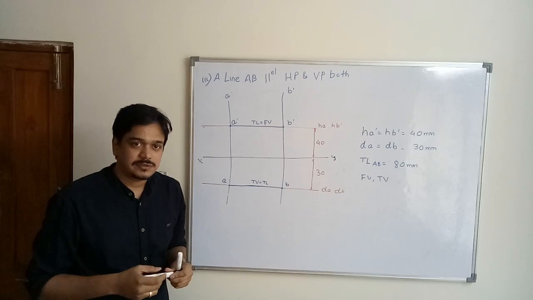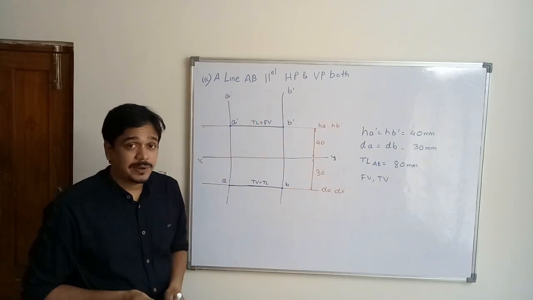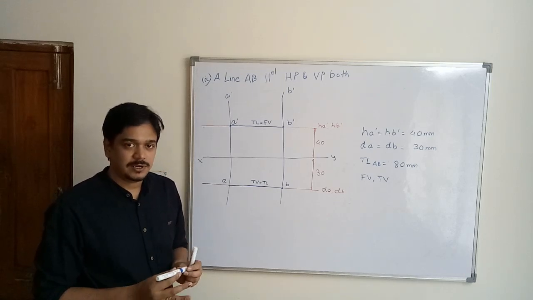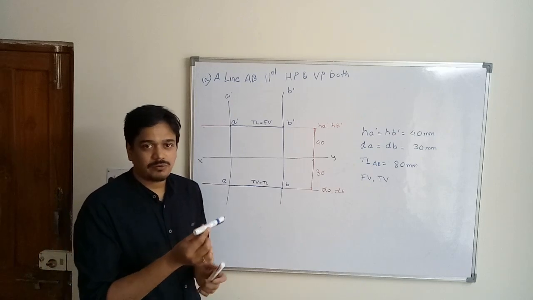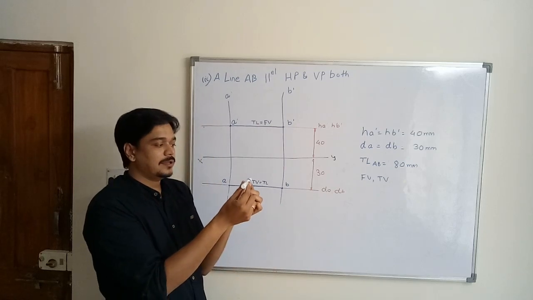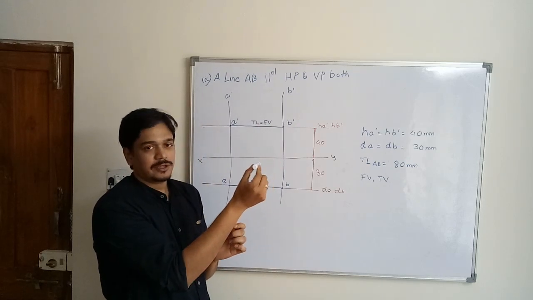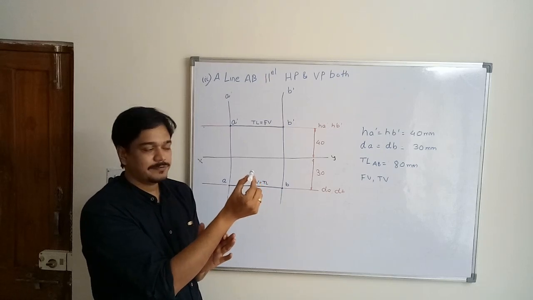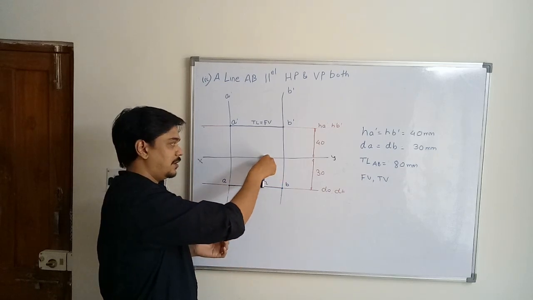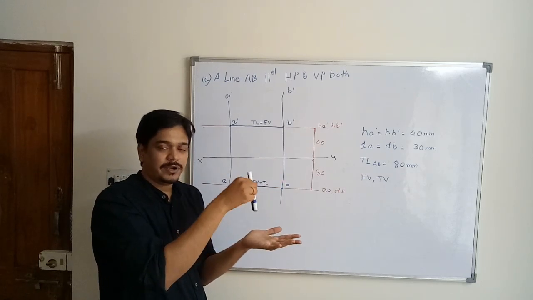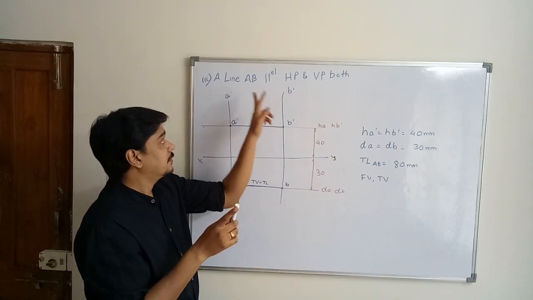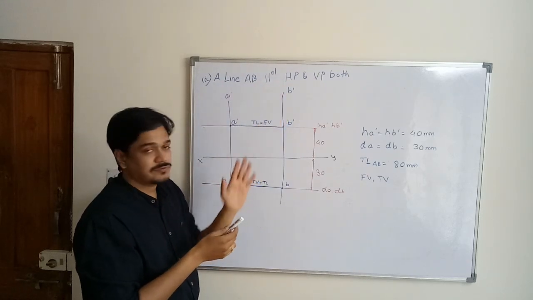Now if you consider the case of a line perpendicular to both HP and VP, the answer is, it is not possible. A line can be perpendicular to only one plane, not to both planes. For example, if you take a line perpendicular to vertical plane, it cannot be perpendicular to horizontal plane. Again, if you take a line perpendicular to horizontal plane, it will be parallel to vertical plane. So a line can be perpendicular to only one plane, but a line can be parallel to both the planes, as we have just seen in the example.